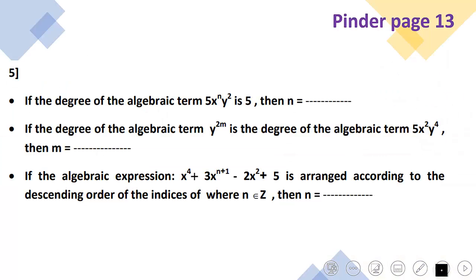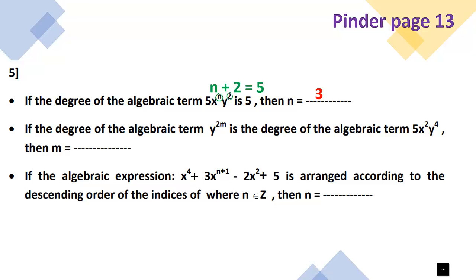And let's go now again to our binder, page 13. Question number 5. If the degree of the algebraic term 5x to the power of n y to the power of 2 is 5, so I know that the degree of this algebraic term is equal to 5. And I know that the degree of the algebraic term is determined by the sum of indices of the algebraic factors. So here I have n plus 2, which is the indices for x and the indices for y. Both of them should give me 5. So n is equal to 3.